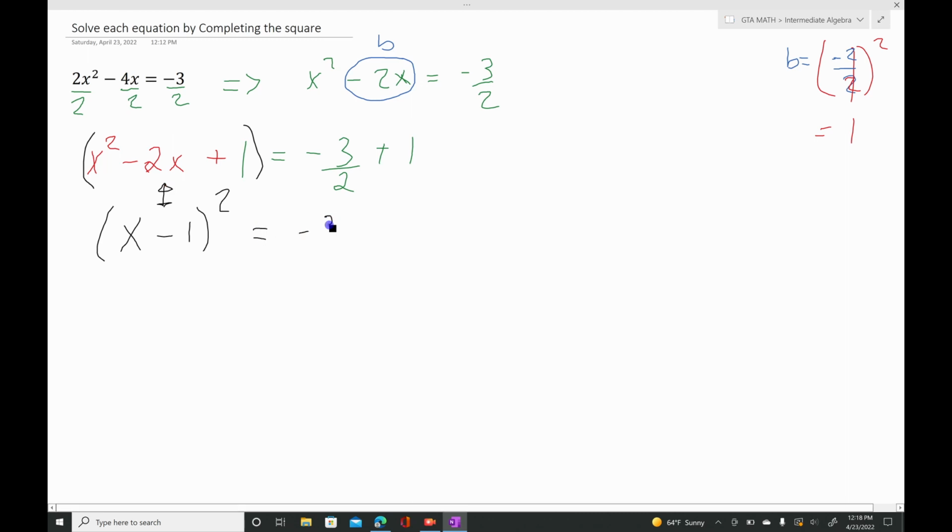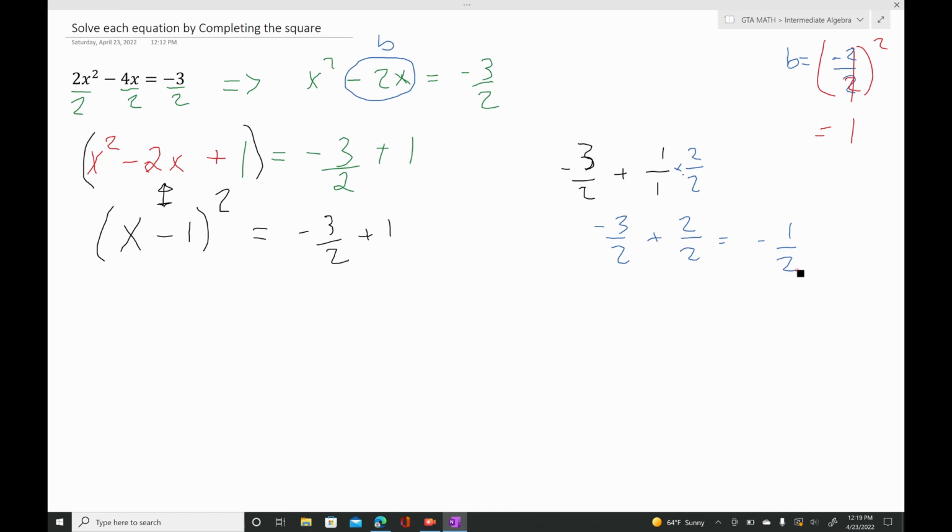And then we're going to have equals negative 3/2 plus 1. We're going to simplify this on the side. Negative 3/2 plus 1 over 1. I'm going to multiply this by 2. We're going to end up with negative 3/2 plus 2 over 2, and that's going to turn into negative 1/2. So after we simplify this side, we're going to end up with negative 1/2.